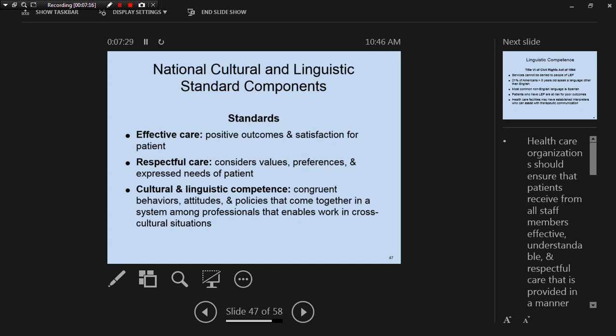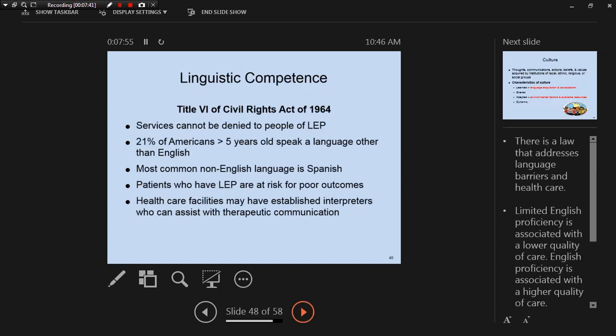So effective care, right? We know that this is going to improve their outcomes, and the patient and family are going to be much more satisfied, because this is going to help build a more solidified, trusting rapport with these patients. Respectful care, we need to also consider their values and preferences when we're implementing care. What does the patient need? And so, it is really the law.